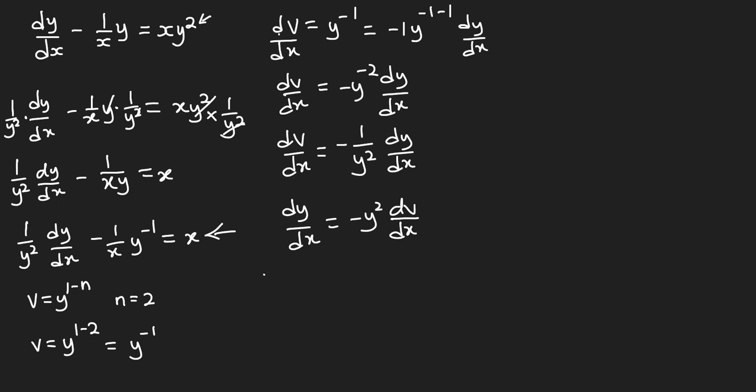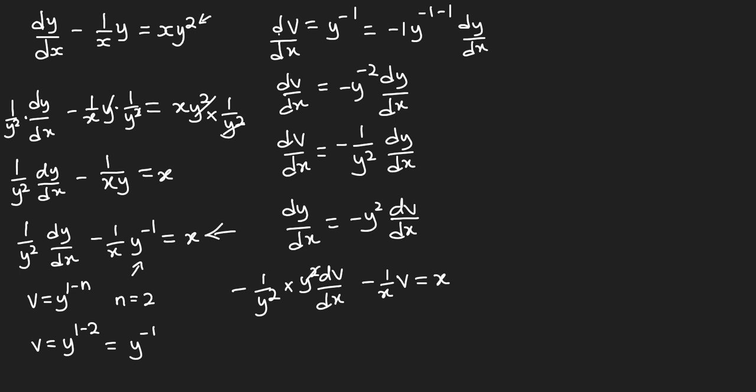We're going to have 1 over y squared, and we know dy/dx to be minus y squared dv/dx. So that will be times, then bring the minus here, multiplying y squared dv/dx. Then we're going to have minus 1 over x multiplying y to the power minus 1, which is now v. So I'll put my v here, and this will be equal to x.